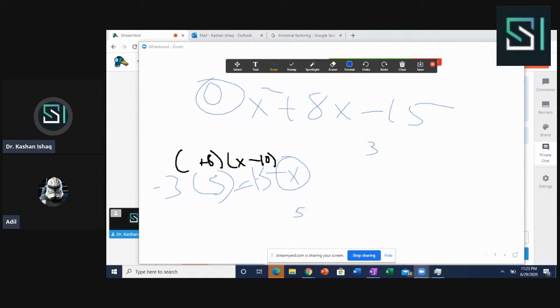So yeah, x plus 8 and x minus 10. So make them equal to 0, right? So the answer would be x equals negative 8. The other one would be x equals positive 10, right? Mm-hmm. So automatically you know that.